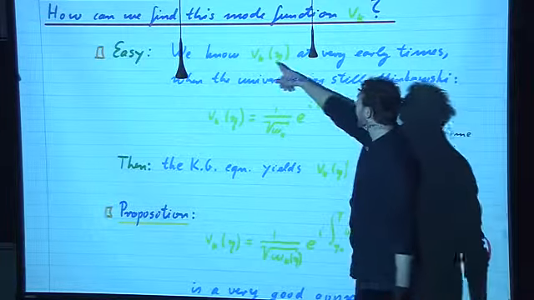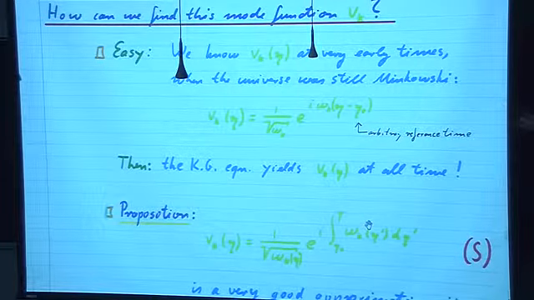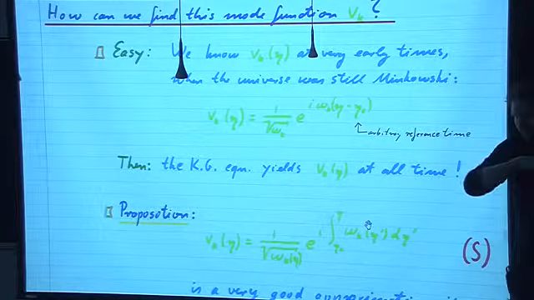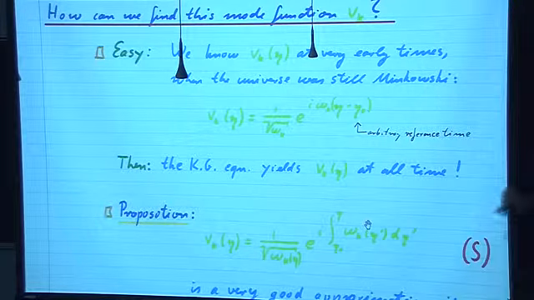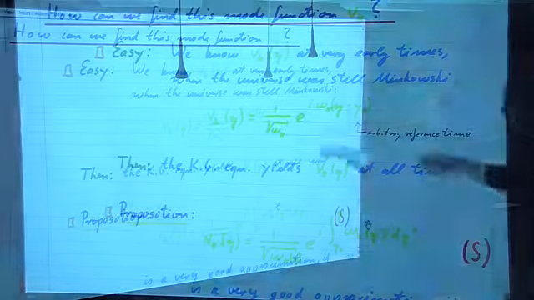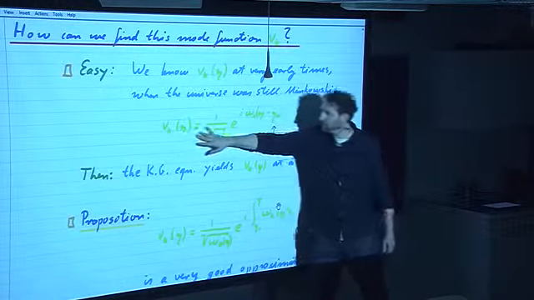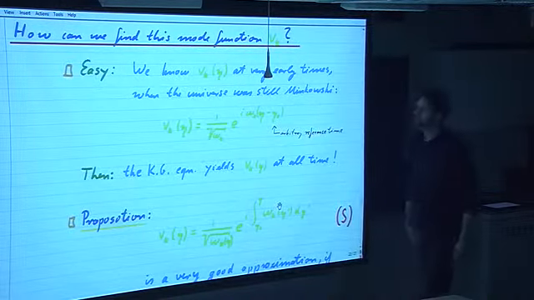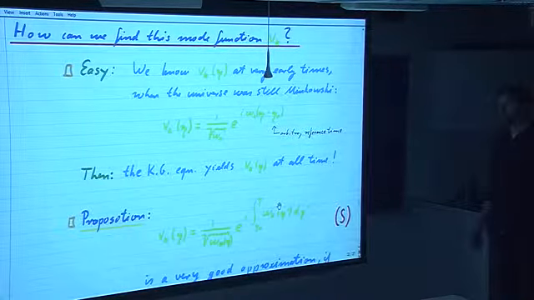Well, we know Vk at very early times, when the universe was still Minkowski. Remember, this is this super easy case where the universe starts out in Minkowski space, and then it evolves adiabatically. We know that in the very early times, Minkowski times, this is the mode function. Right? We know that because we know how to quantize quantum field theory on Minkowski space.